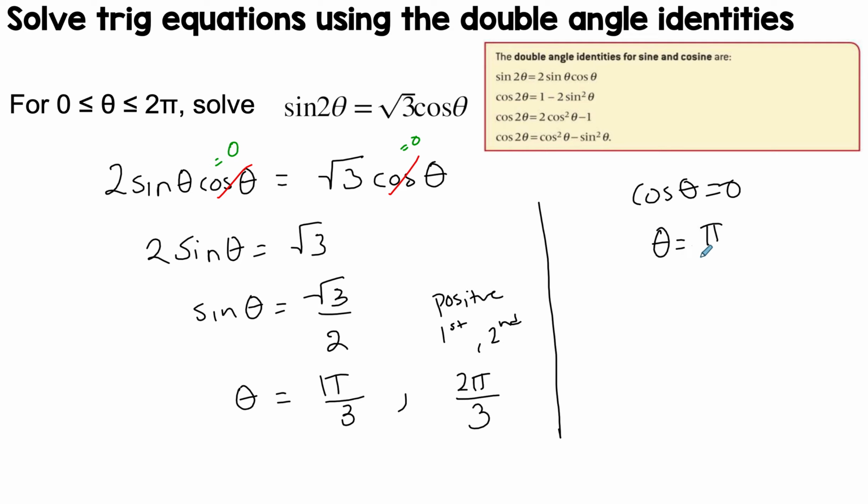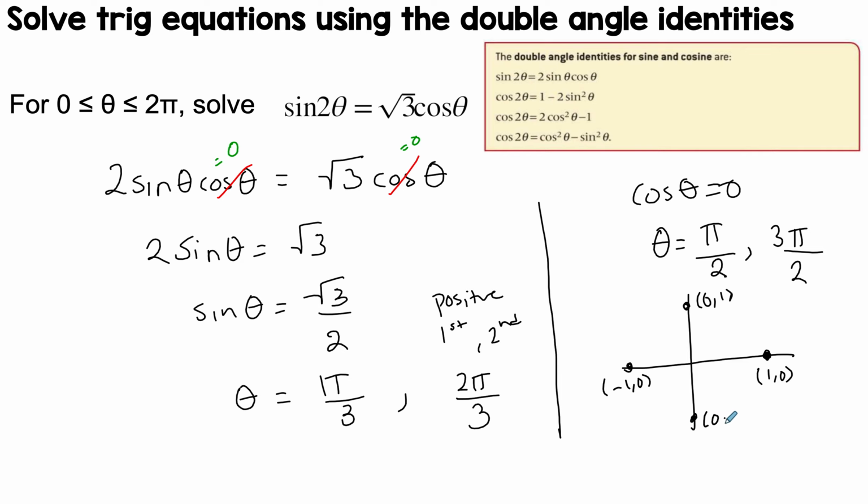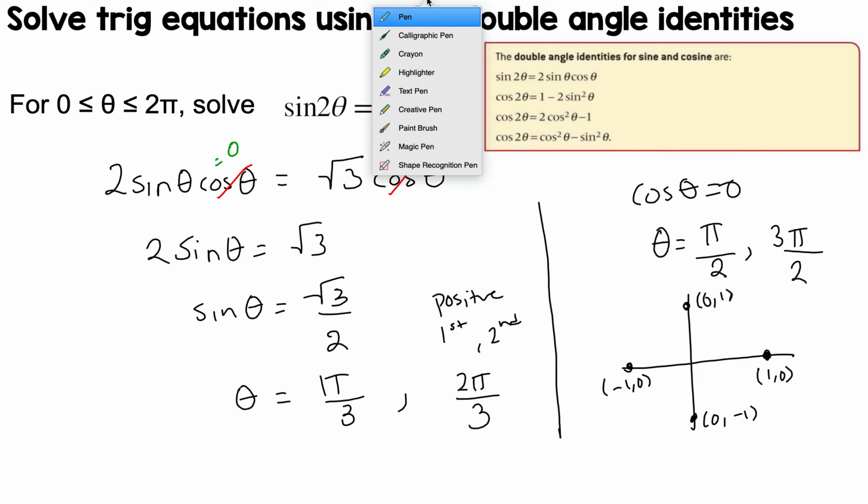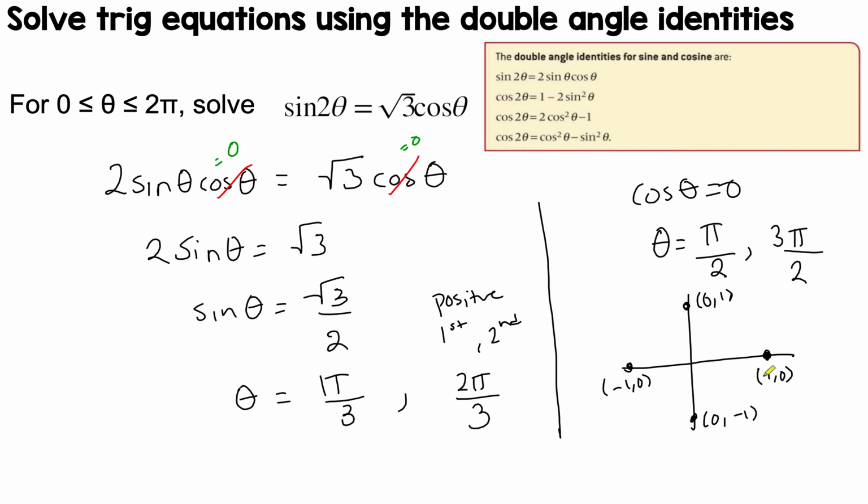This happens when theta is pi over 2, which is 90 degrees. But it also happens when it's 3 pi over 2, and these are cases you should know. So in the unit circle, you have your coordinates as (1, 0), (0, 1), (-1, 0), and (0, -1). Now, remember that cos is your x coordinate.